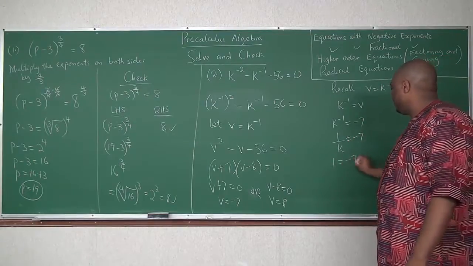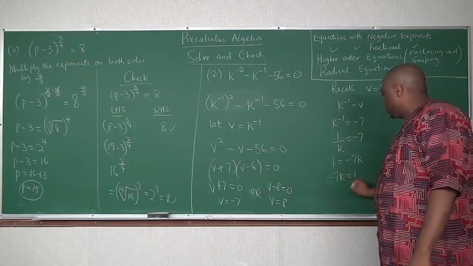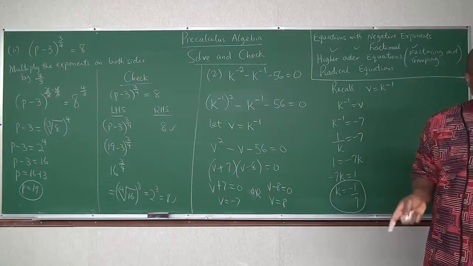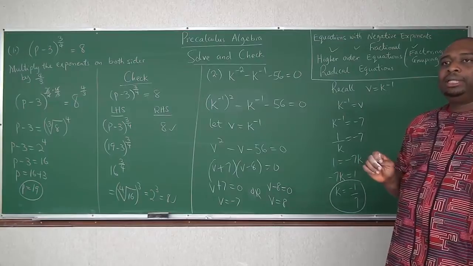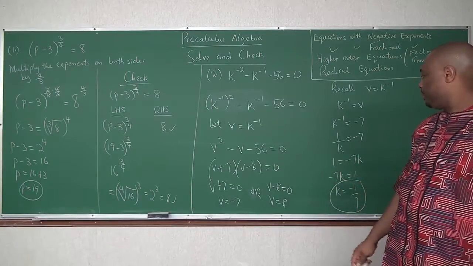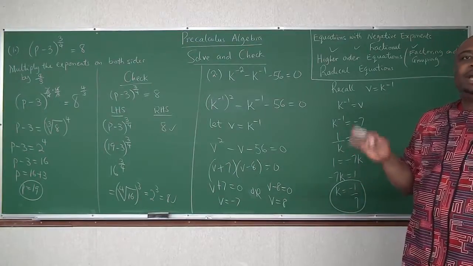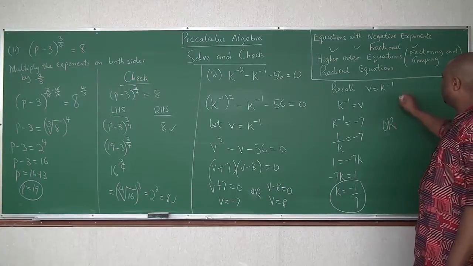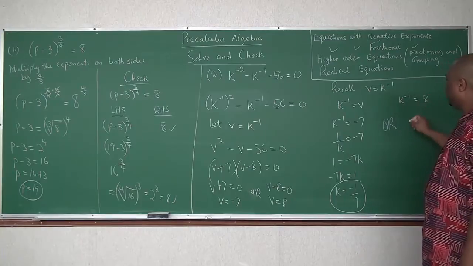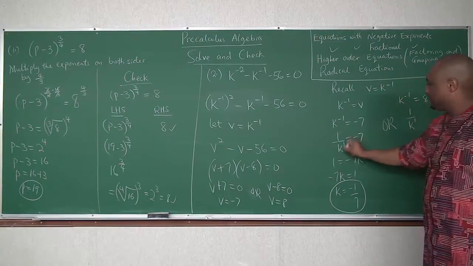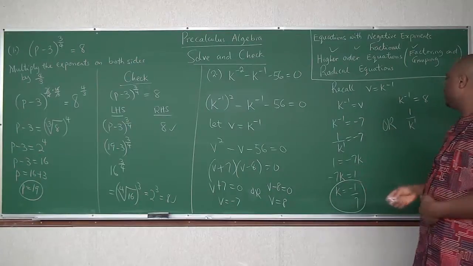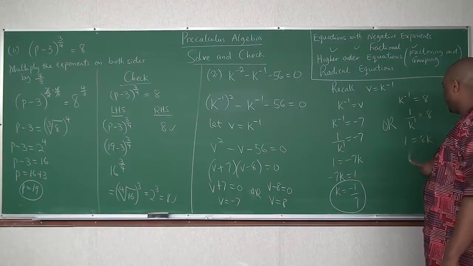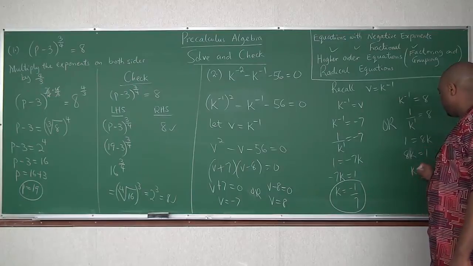So 1 is negative 7k. Negative 7k is 1. So k is negative 1 over 7. Not 1 over negative 7, no. The negative should not be below. The negative should be at the numerator. It's the same thing, but we don't want the negative at the denominator. Negative 1 over 7. Or, we also have that k to the negative 1 is 8. In this case, 1 over k to the 1, because that is what it means, is 8. So 1 is equal to 8k. 8k is 1, so k is 1 over 8.